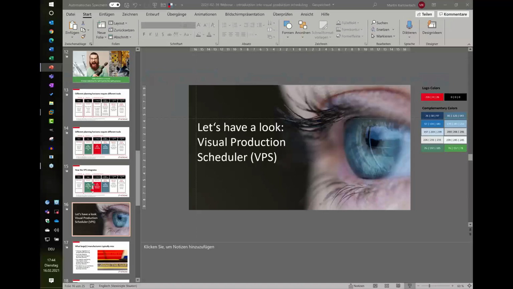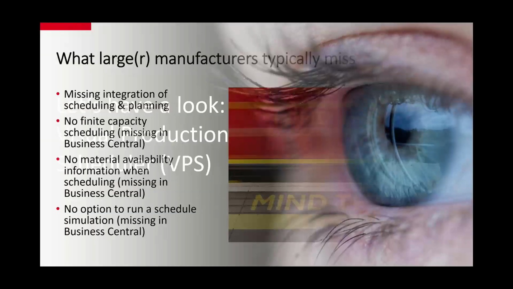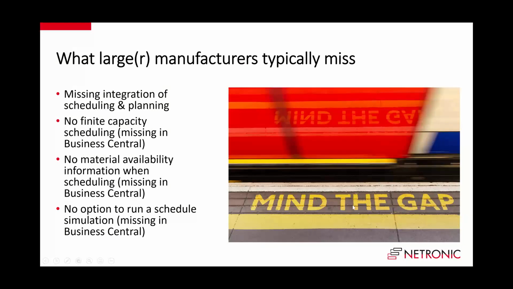But it is really important that when you work with products like Business Central, but also with a product like ours, you need to mind the gap. You need to be aware of what is missing. And what larger manufacturers typically miss in the scenarios that I just described is an integration of scheduling and planning. They are aware that this is a difference between scheduling and planning, and they miss this integration.